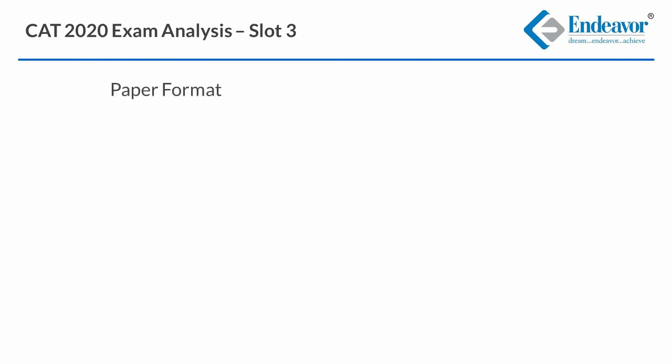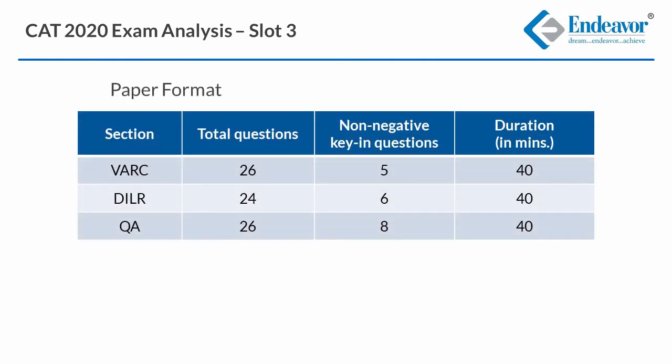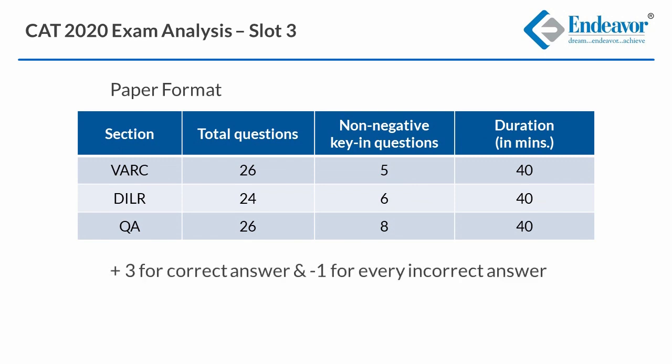The overall format of the paper was as follows. Each correct question carried 3 marks and each incorrect question carried a negative mark of 1. The key-in questions did not carry negative marks, and the total duration of the test was 2 hours.